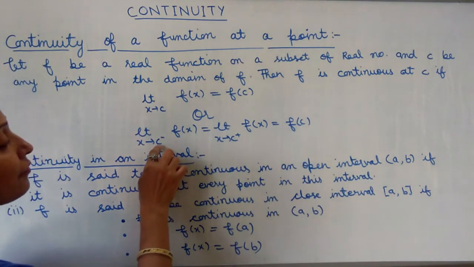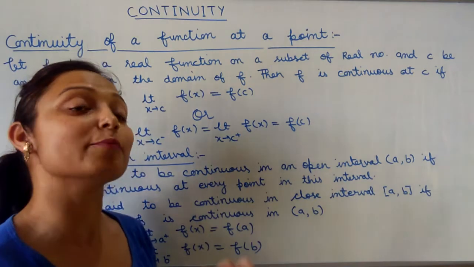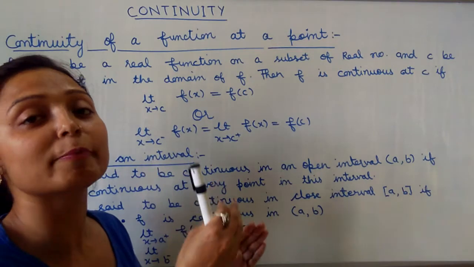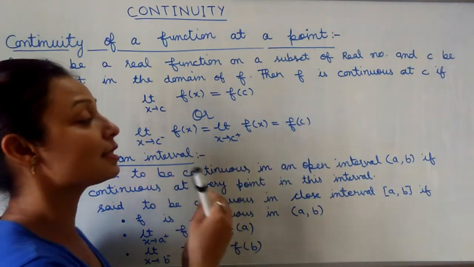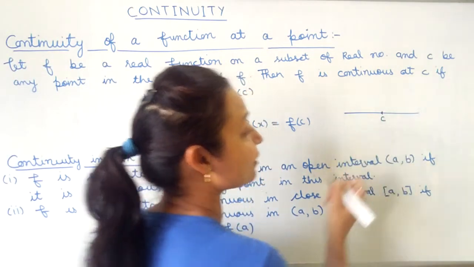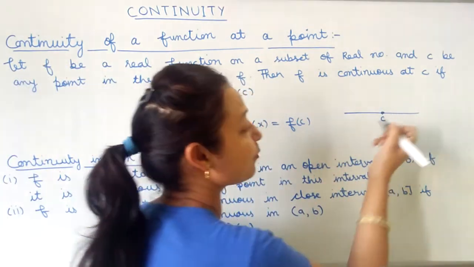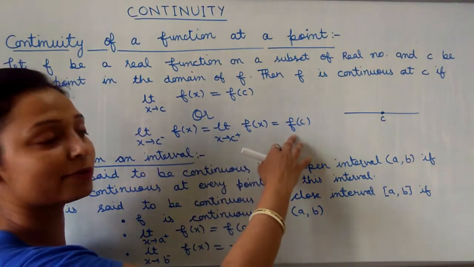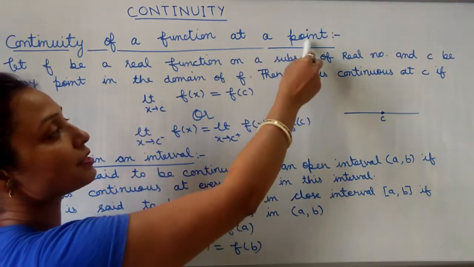The left hand limit having c negative does not mean the negative value of c. It means c is approached from the left side, in the neighborhood of c, and c positive means it approaches from the right. Let us suppose we have c here. c negative means we touch the left side of the neighborhood, and this is the right hand side of the neighborhood of c. So we have to check these two limits, left hand limit and right hand limit, which will equal f(c). This is the definition of continuity of a function at a point.